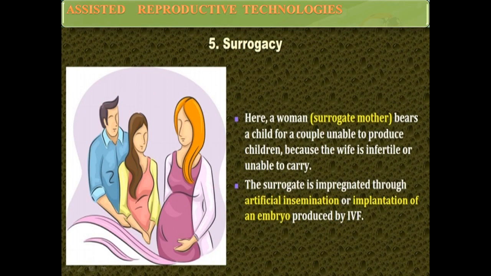The next one is surrogacy. What is a surrogate mother? Here the woman, the surrogate mother, bears a child for a couple unable to produce children, because the wife is infertile and unable to carry the child. The surrogate is impregnated through artificial insemination or implantation of an embryo produced by the IVF technique.